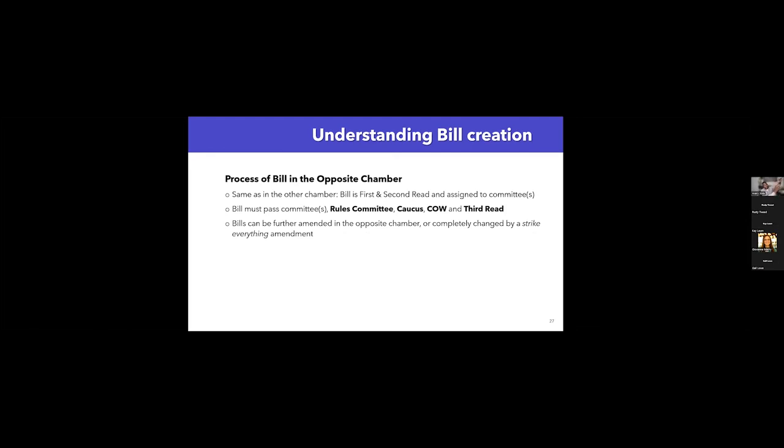So let's say a bill is sent through the House of Representatives, it has its amendments, is ready to go, and it gets sent through the Senate. Well, the Senate can also add amendments to it that they would like to see. Or they can completely change it by adding a strike-everything amendment. So a lot of play in there for the bills to get changed, even at what you would think is the last part of the process.